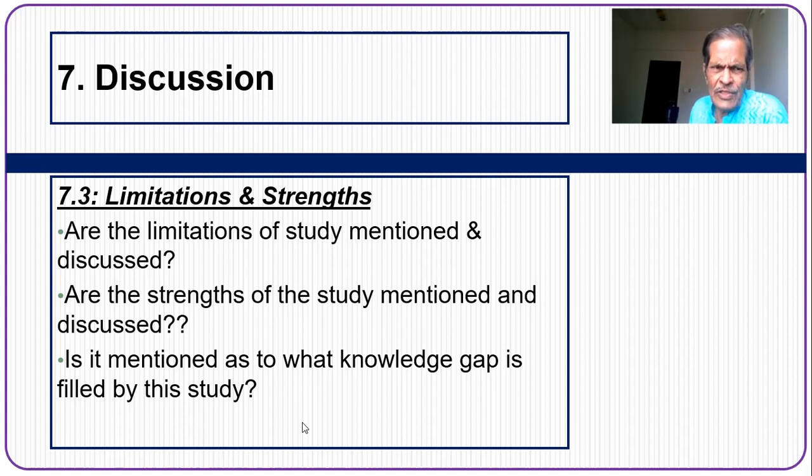The author should also mention the limitations and the strengths of the article in the discussion itself. So, are the limitations of the study mentioned and discussed? Discussion doesn't mean that it should be in paragraphs. Some mention must be there that these are the limitations of the study and so on. Are the limitations of the study mentioned and discussed in the discussion section? Are the strengths of the study mentioned and discussed? So, mention of the limitations and the strengths of the study must be there in the article itself. People discuss the strengths, but they mostly do not discuss the limitations of the study.